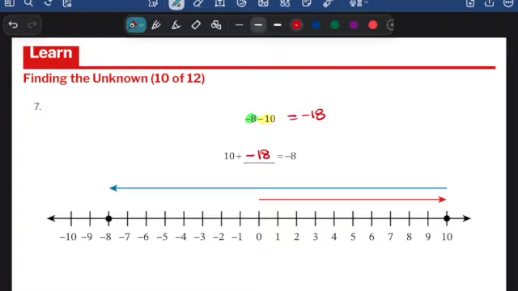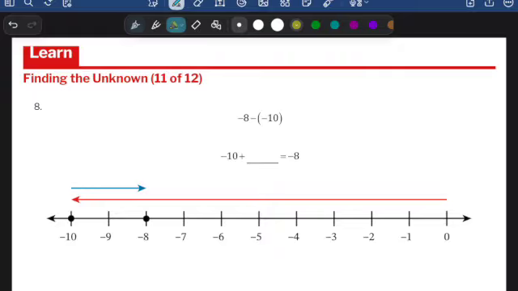So some different ways you can think about subtracting integers. Number lines can be very helpful. Just remember, if the integer is positive, you're moving to the right. So here, we're moving to the right. If the integer is negative, you're moving to the left. So then you move to the left.